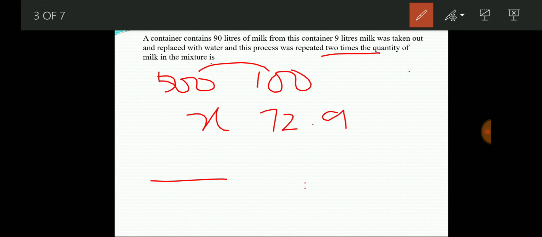72.9 into 5. Or probably we could say 100% we take it as 1000. Then 72.9 will give us 729. For 500 we'll have to divide by 2. That's it. For 100% if I take it as 1000, then for 72.9 we'll get it as 729. So divide by 2 gives us for 500. It's nothing but 364.5. 729 divided by 2.